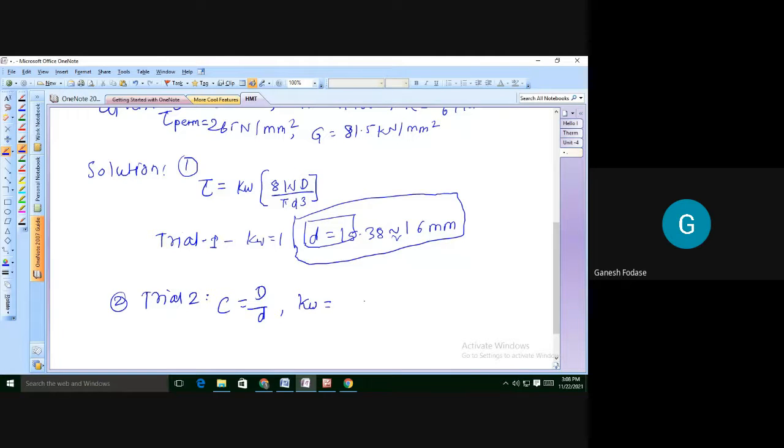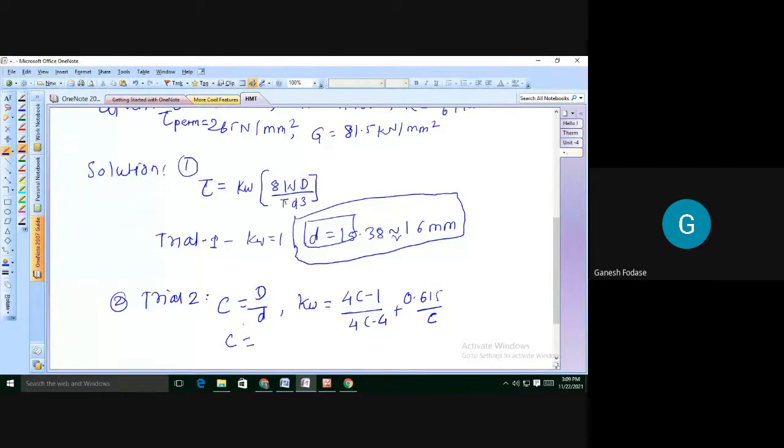Anyone? kW is equal to 4C minus 1 upon 4C minus 4 plus 0.615 upon C. You need to revise the formula. It means to find kW, we need to find out C. And how to find out C? Just from this formula. So get value of C and tell me value of C first. How much C is?